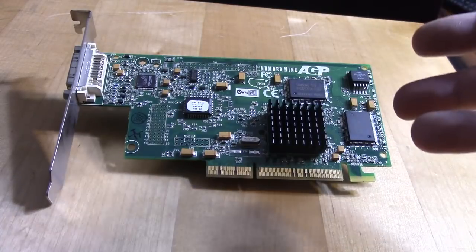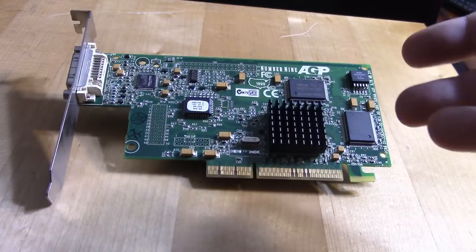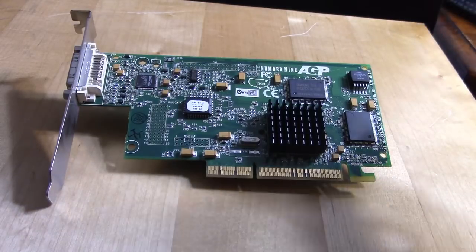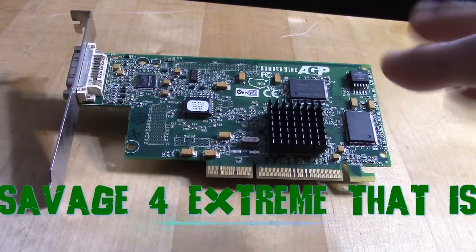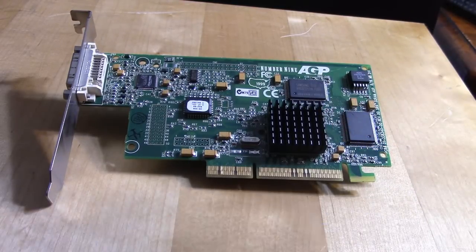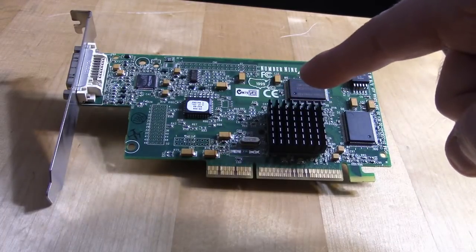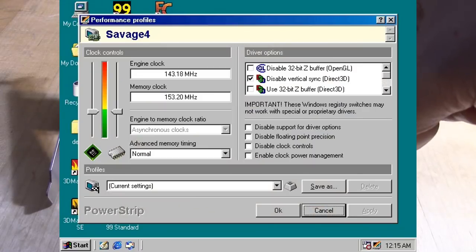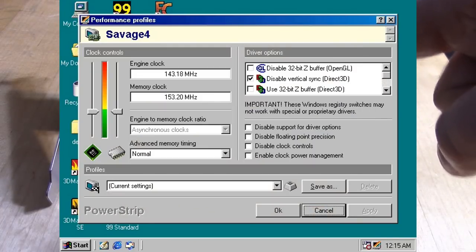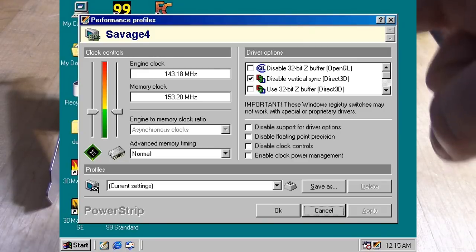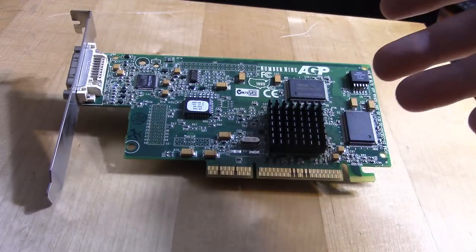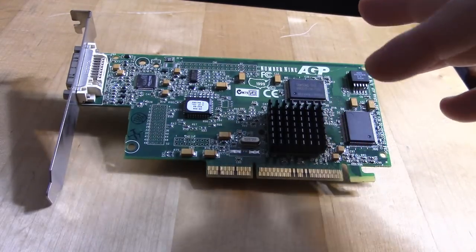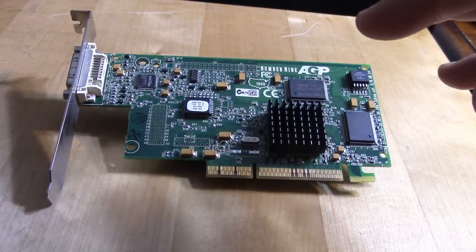Now, the previous Pro version of the Savage 4 card I was using, I believe it had a core speed and a memory speed of 125 megahertz. Now, the Savage, on paper, has a core clock speed and a memory clock speed of 166 megahertz, although doing some testing in PowerBench and whatnot, it seems that the core speed on this card is 143 megahertz for the core clock speed and 153 megahertz for the memory speed, which is still an improvement over that Pro chipset I was using earlier.